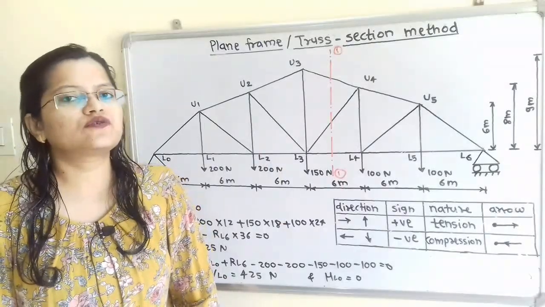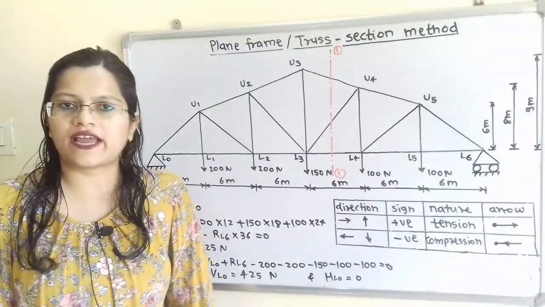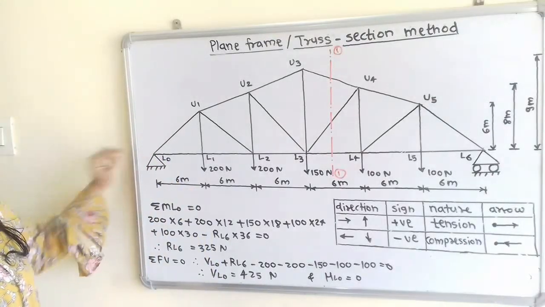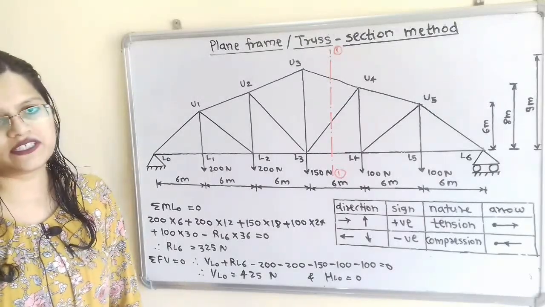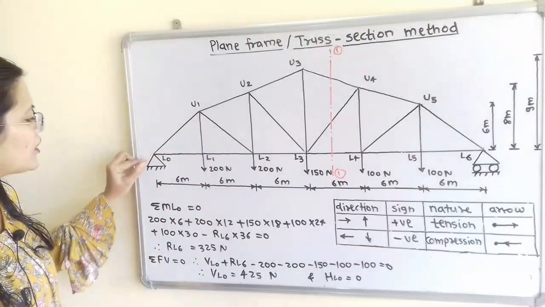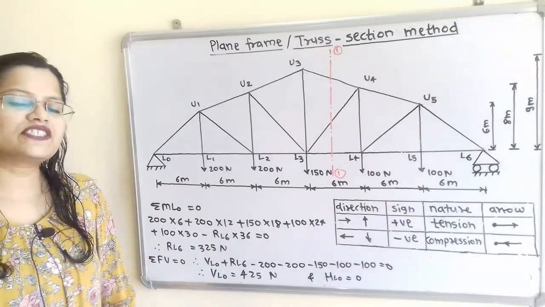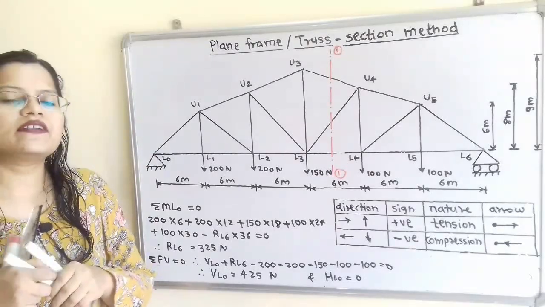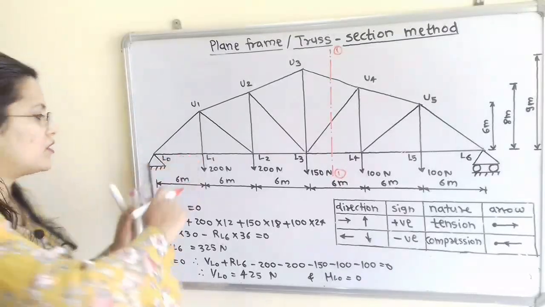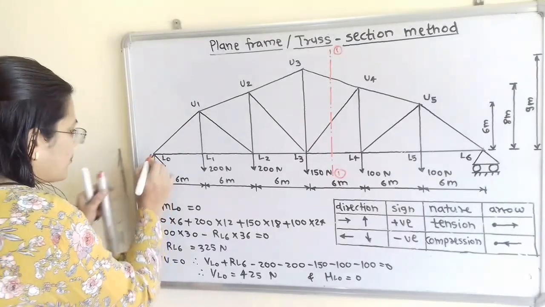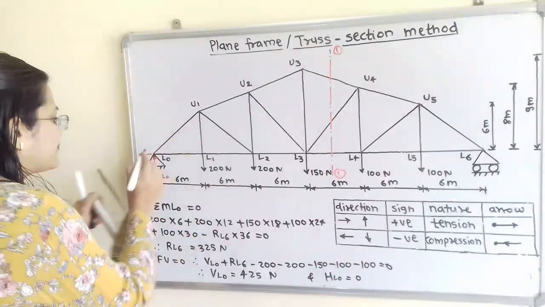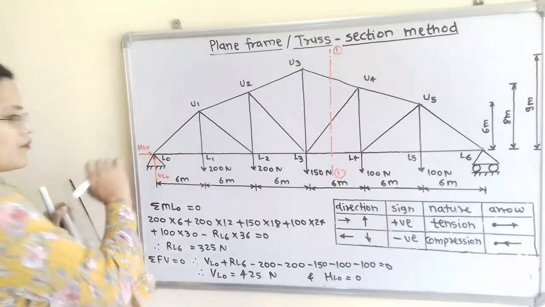But the first step is to determine the unknown reactions at the support. Now, if we observe this truss, at the point L0 a hinged support is given. That means the whole truss is free to rotate about this hinge, so the reaction can be in any direction. So we will resolve this reaction into two components, a vertical component and a horizontal component. I will show the vertical component as VL0 and the horizontal component as HL0.